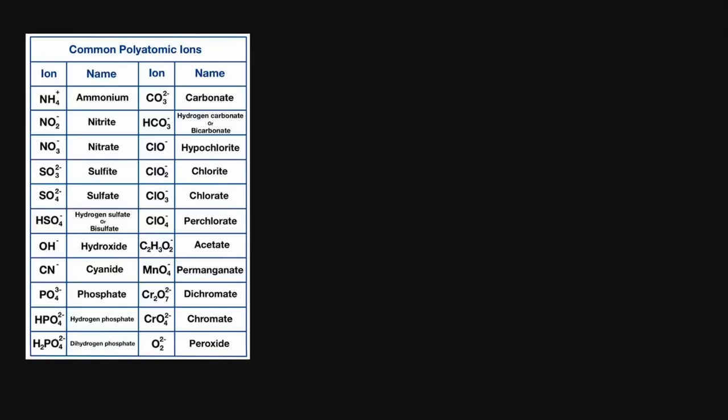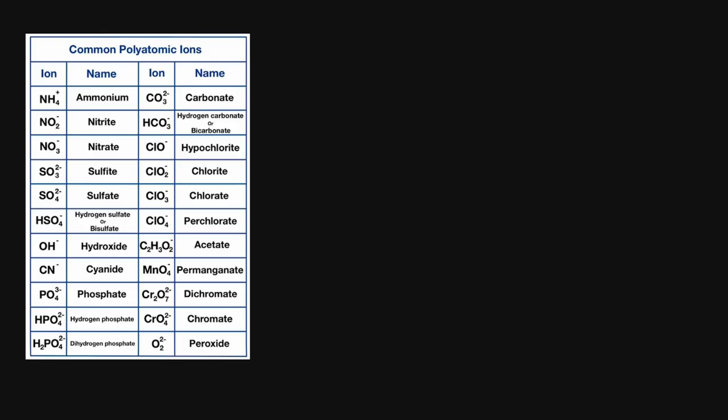Hello, in this video we are going to learn how to name polyatomic compounds. But first we need to know what polyatomic ions are. When we talk about polyatomic ions, we mean elements that combine together but still have a charge. So those are called polyatomic ions.